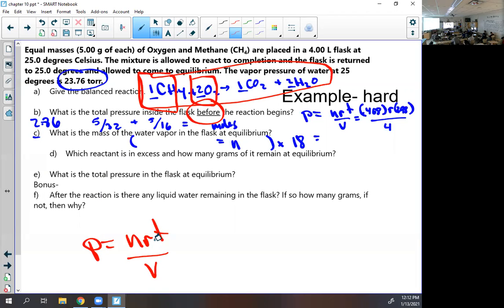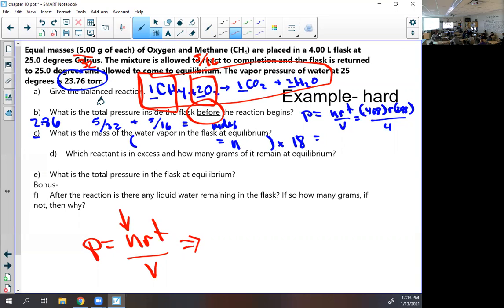This is so annoying to me. We plug this in. So I need the moles of CH4. This is on number B still. I need the moles of CH4 and the moles of O2. So I had 5 grams of both. So I take 5 divided by 32 for oxygen, 5 divided by 16 for methane. That's what this was right here.